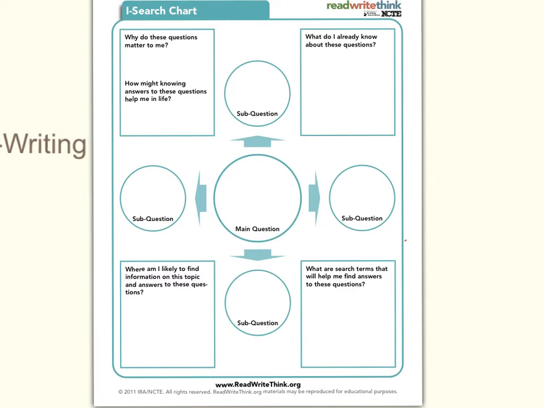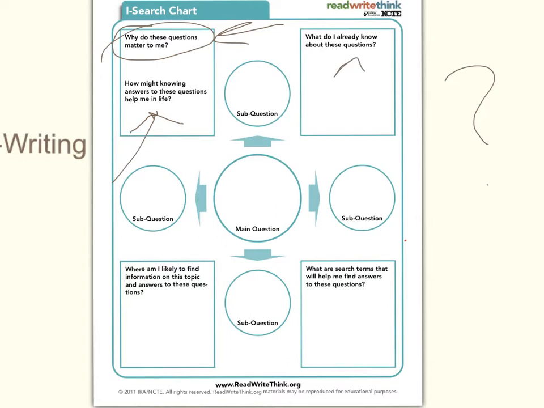An iSearch paper is a special kind of research paper that is designed to have you not just think about what you want to know, but to help you think about why you want to know it. So when you look at the pre-writing chart, you're going to see some questions about why you want to know it, how would knowing this help you.